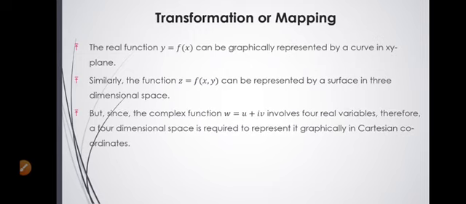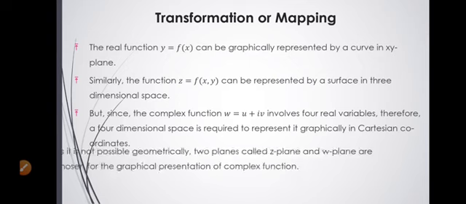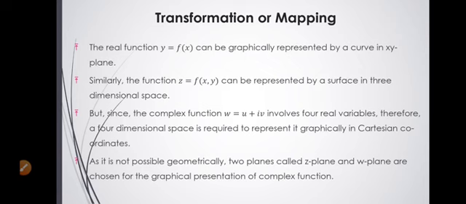But since the complex function w equal to u plus iv involves four real variables, as u and v are also functions of x and y, here x, y, u and v, these four real variables are involved, and hence we require a four-dimensional space to represent it graphically in the Cartesian coordinate system. But geometrically it is not possible. So two planes called the z plane and the w plane are chosen for the graphical representation of a complex function.